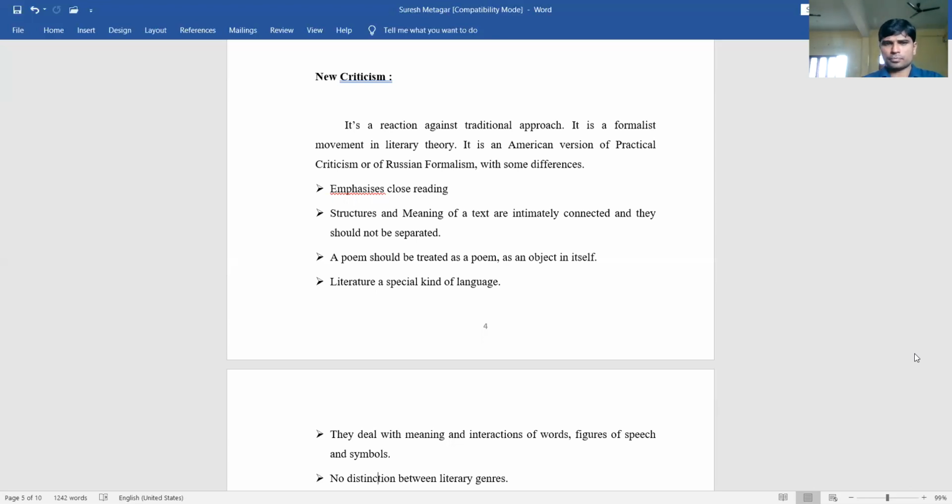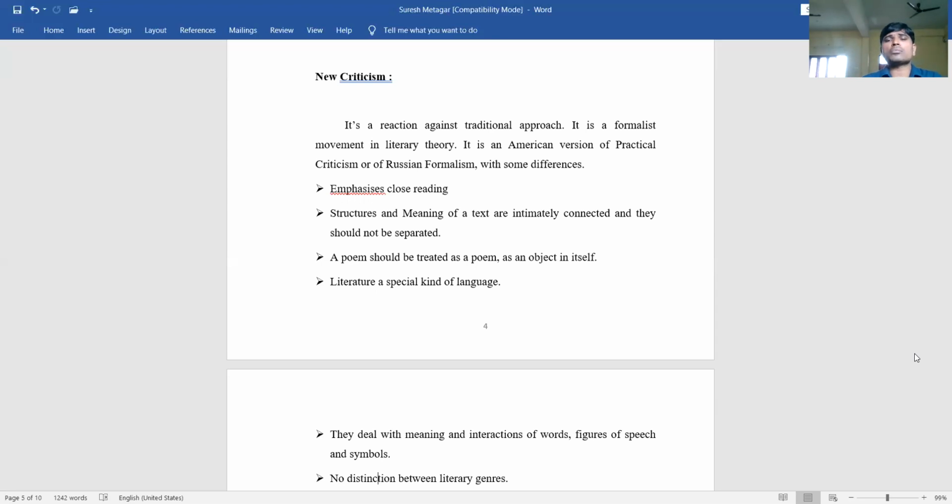Actually, what they do is they give more importance to close reading. Close reading means without considering any external influences, whether it is the writer's personal experience, his feelings, his intention, his socioeconomic background, or that historical or political background. They don't consider all these things. They give more importance to the words, images, symbols, paradoxes, and irony, how these play an important role and give meaning to that text. They give more emphasis to close reading.